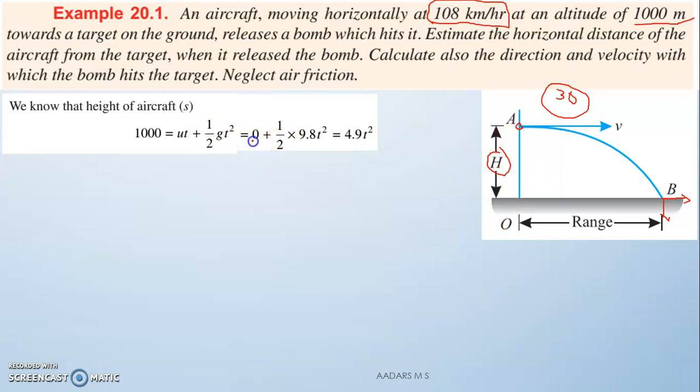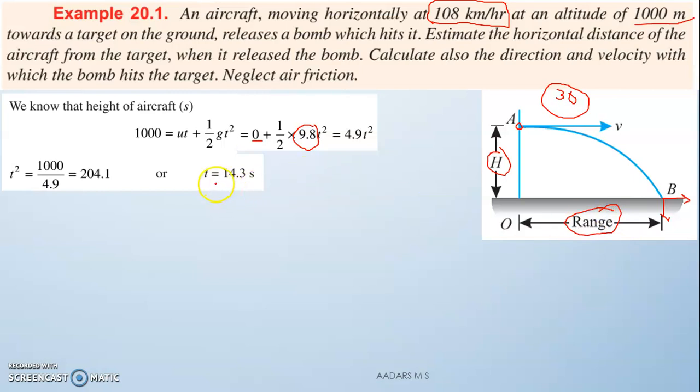So we substitute u = 0, and ut will be 0, plus ½at². Here a is the acceleration due to gravity, and we can calculate the value of t. The time of flight of the object is 14.3 seconds. So for a duration of 14.3 seconds, the object is in the air. With this 14.3 seconds, the object can travel a distance OB, which is called the range of the object.